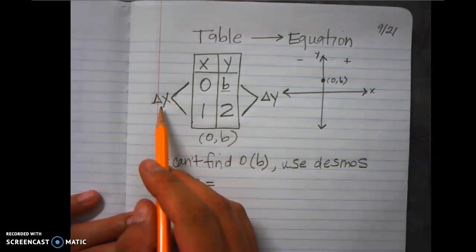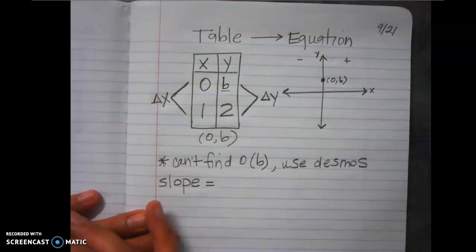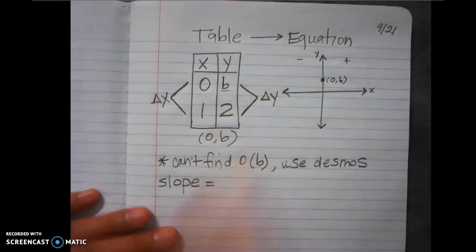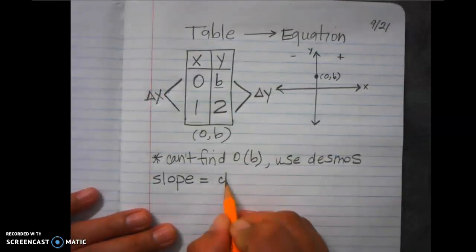Same thing on the x side, right? We want to know how it's changing from 0 to 1. We can't find it on the y side because we just have a b. We don't know what number's there yet, right? So we're going to write it in words first.